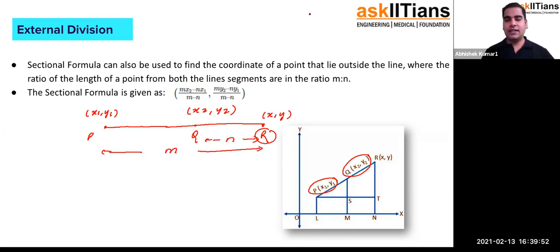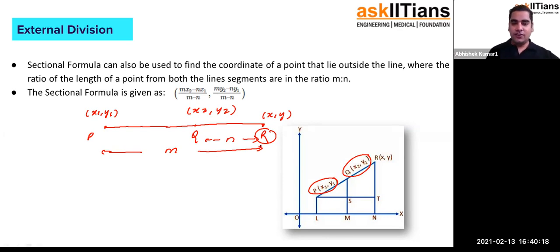So in this situation as well, believe me, there is no major change as such when it comes to the formula. We know the formula for the internal division now. All you have to do is replace the positive sign that we had in the case of internal division by a negative sign. If you replace that, you will get the formula here. So see how easy it is. If you know one formula, that means you already know the second formula.